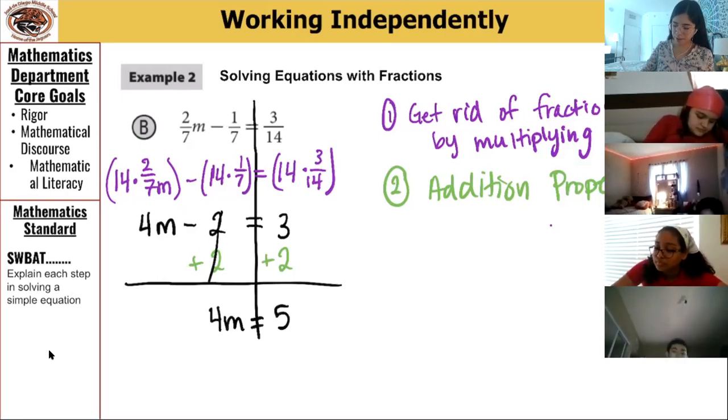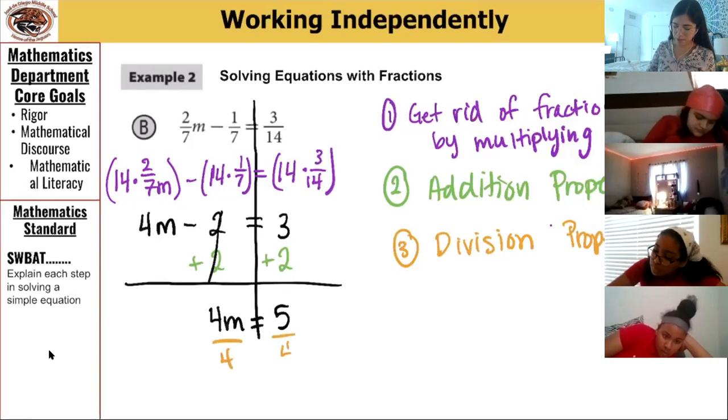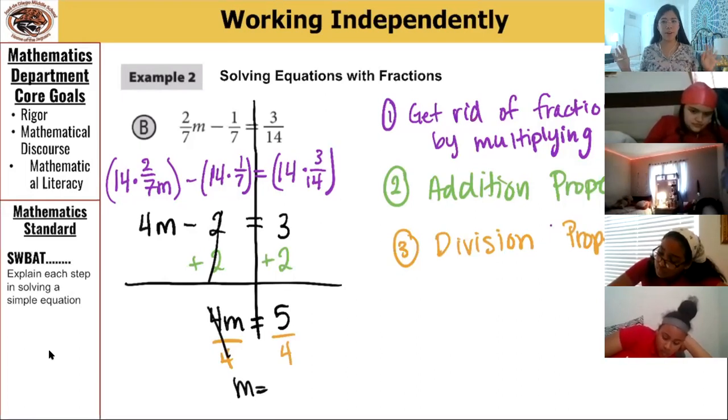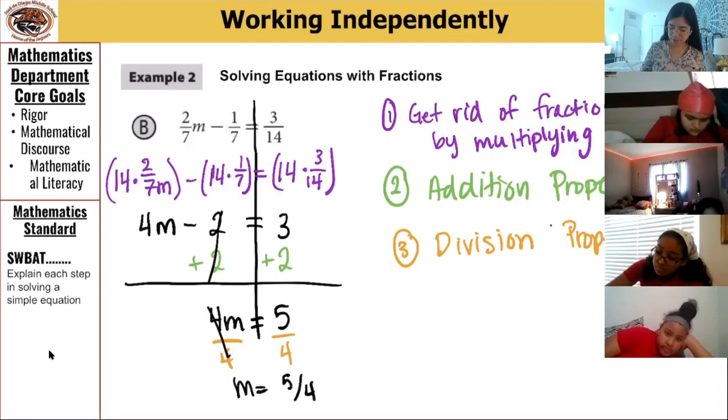And then my final step is my division property. So I'm going to divide by 4 on both sides. And I get m equals, does this simplify any further? Do I get any whole numbers or do I leave it exactly like that? Exactly like that. Exactly. 5 over 4. Final answer.